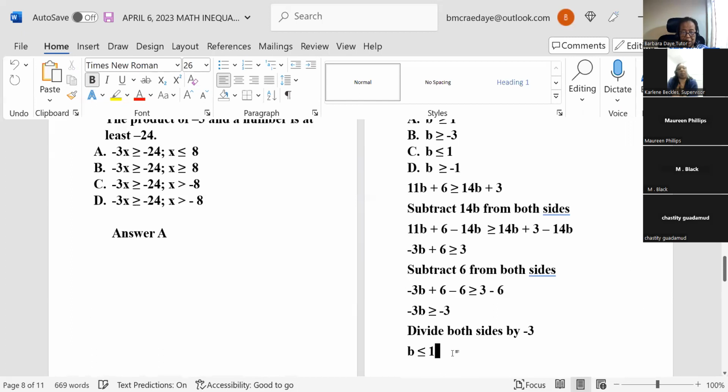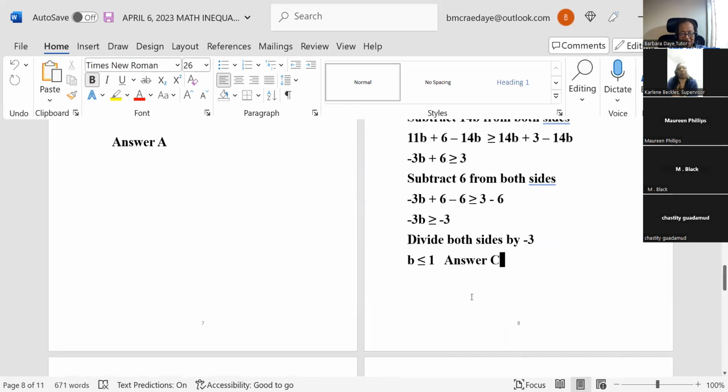D. No. Answer C. Answer C. Got it? Okay. That what you got, Mercedes? Yes, Miss Barbara. You remembered to reverse the inequality symbol, right? Yes, I did. Okay. All right.